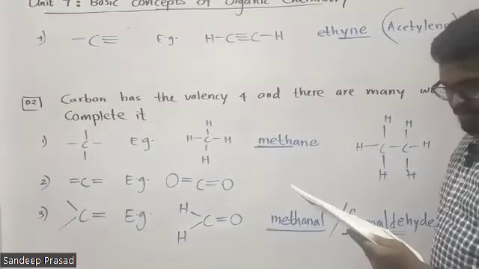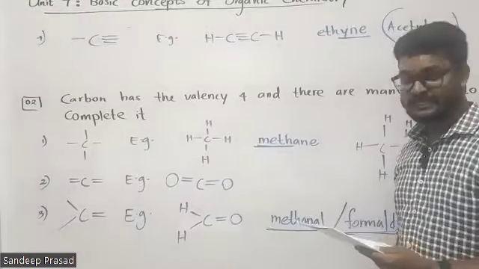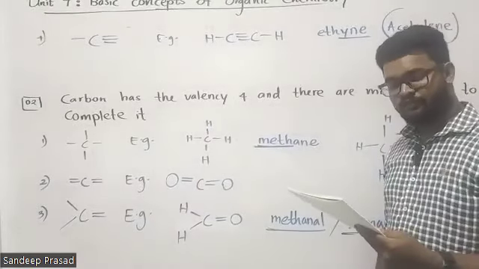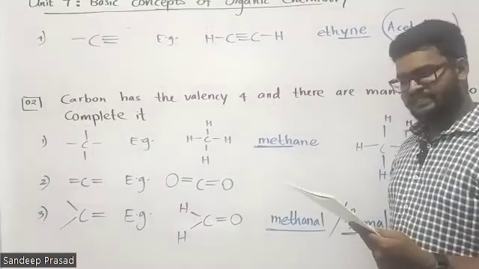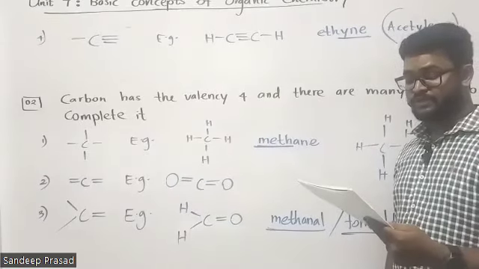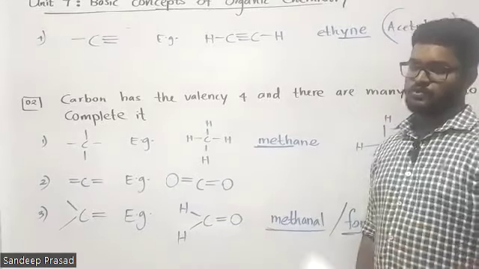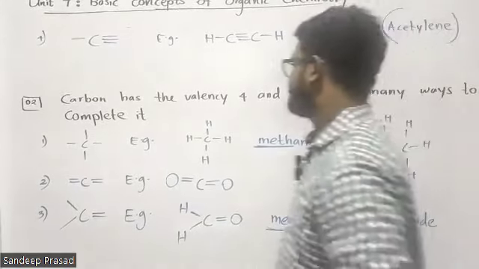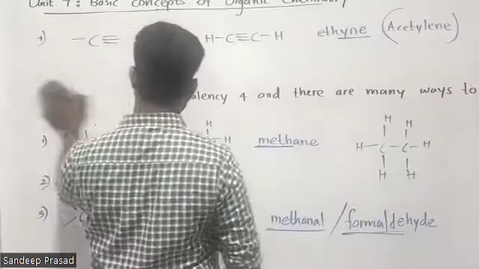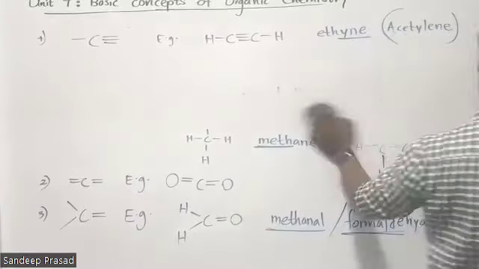Done, right? Then go for page number 3. Next page, they have given the third reason: carbon can form bonds with oxygen, nitrogen, sulfur, phosphorus, and halogens, and compared to silicon, which is in the same group, carbon forms strong bonds. Remember, students, this is also one of the reasons that carbon can form so many compounds.